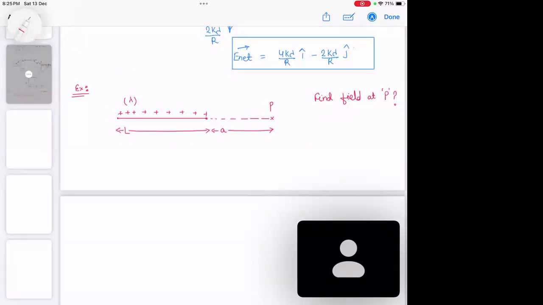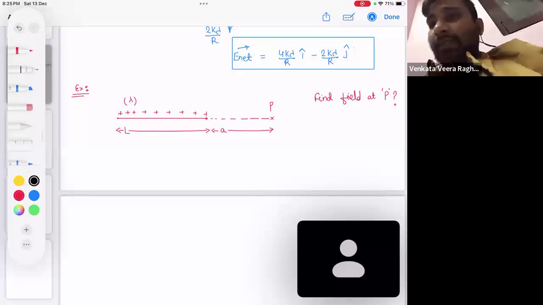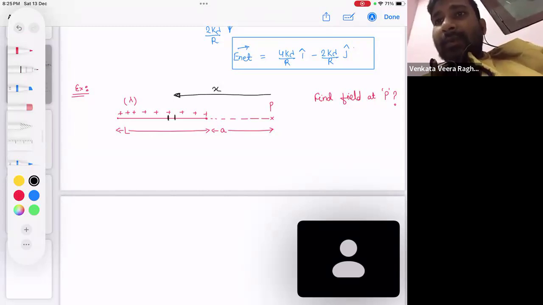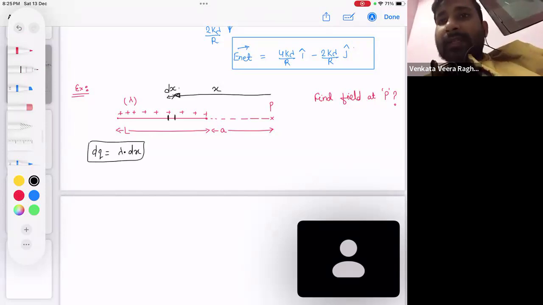So what should we do here? At this point, I want to calculate it. Can I do one thing? Let me consider a small element at a distance x, and this small element is going to have what length? The dx length. So what will be dq? dq means charge on the element. The charge on the element is going to be linear charge density into dx. The first thing we got, right?